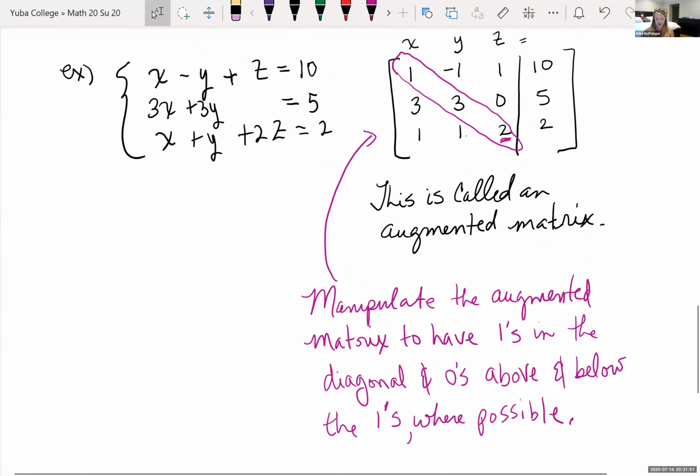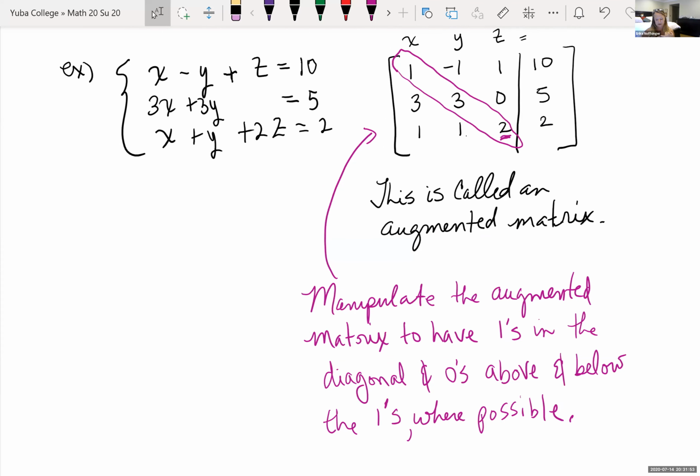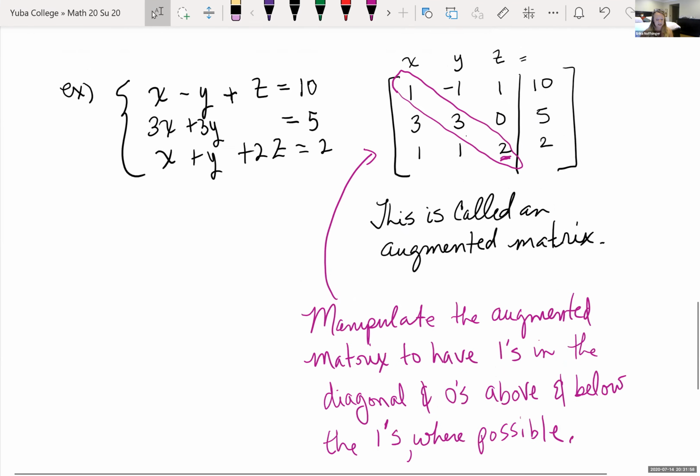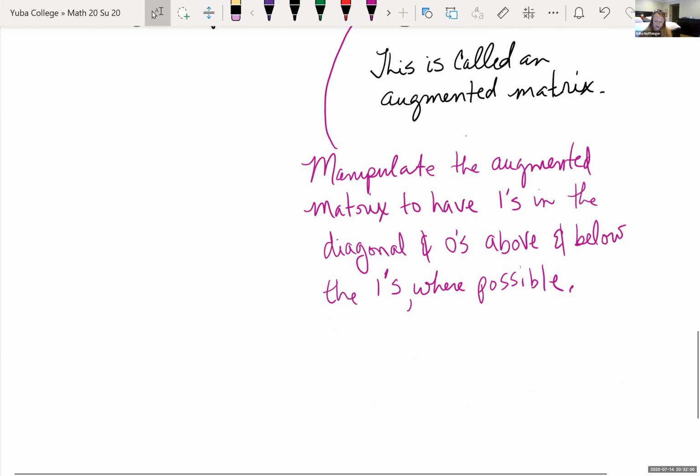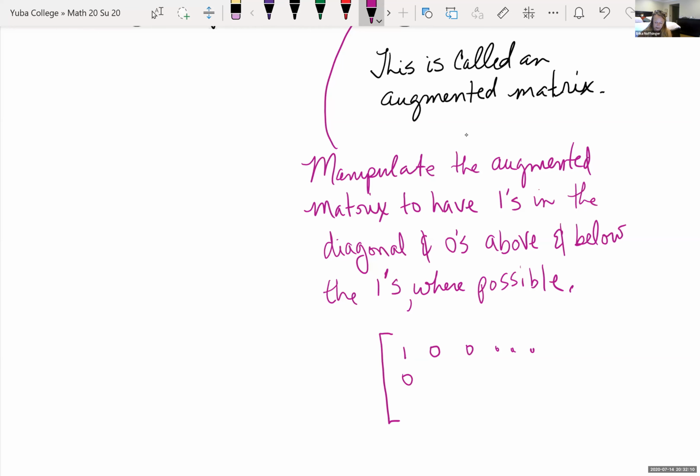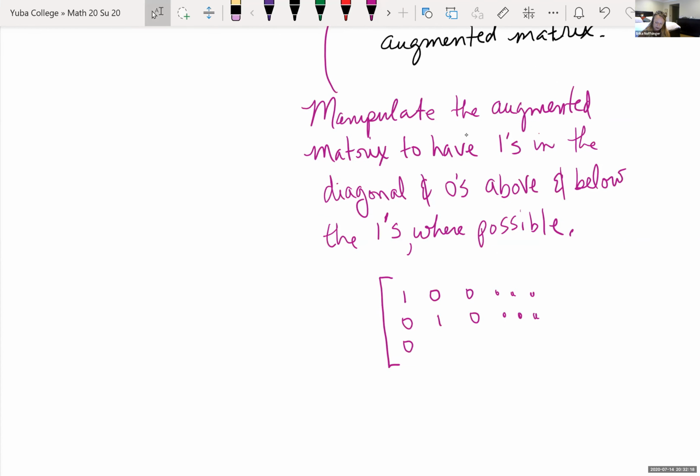When we're manipulating this, this is what it's going to look like, and it could be bigger or smaller than this. Basically, what we're trying to get is 1, 0, 0, 0, 1, 0. There could be more things in here, that's why I'm doing the dots. It could be bigger than 3 equations, 3 variables.